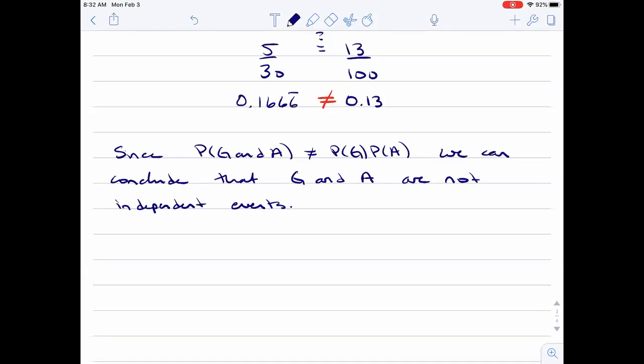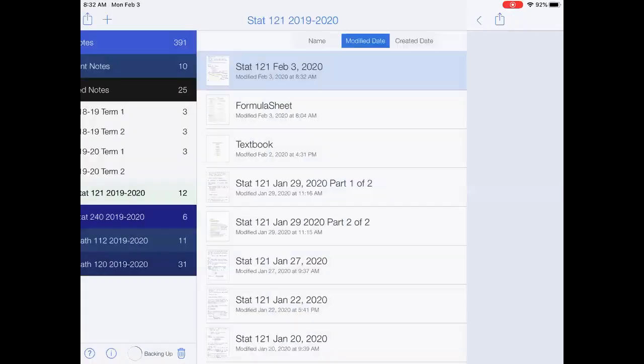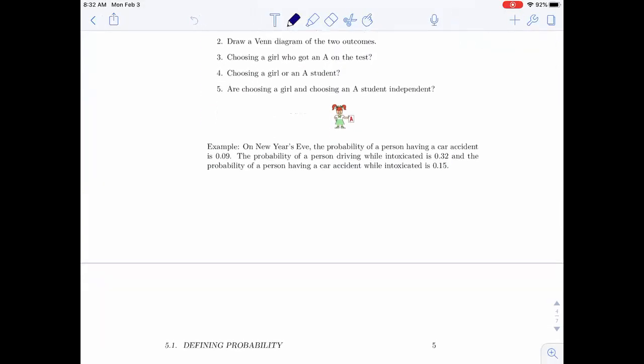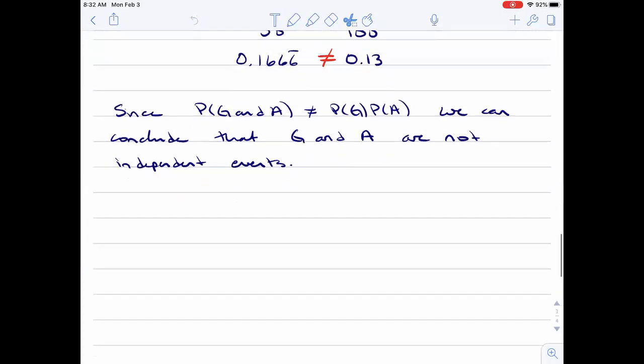Nice. Any questions about that one? No? How about the next example then? Got split over 2 pages, but here we go. I'll pull them in.